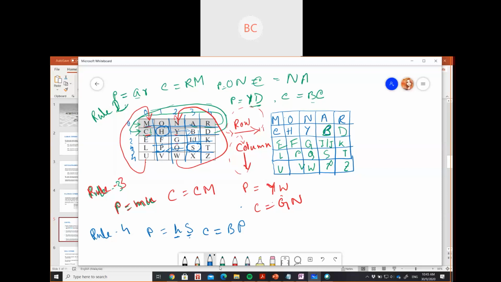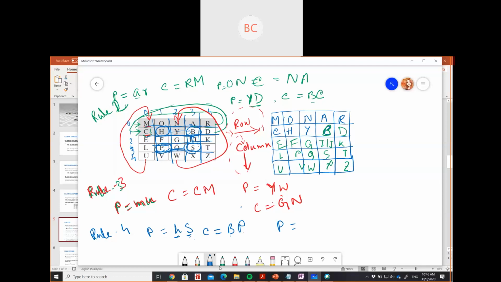So H and the next word is S. So you will just go up. Okay. So if you go point like this, what's the letter? It's B. So you will replace H by B. Now for S, again you have the other letter which is A. So in that location, we have P. Okay. So S will be replaced by P. Okay. We can take another example.